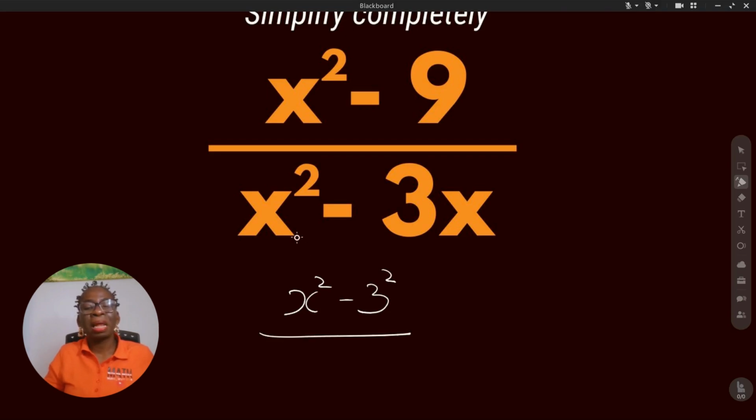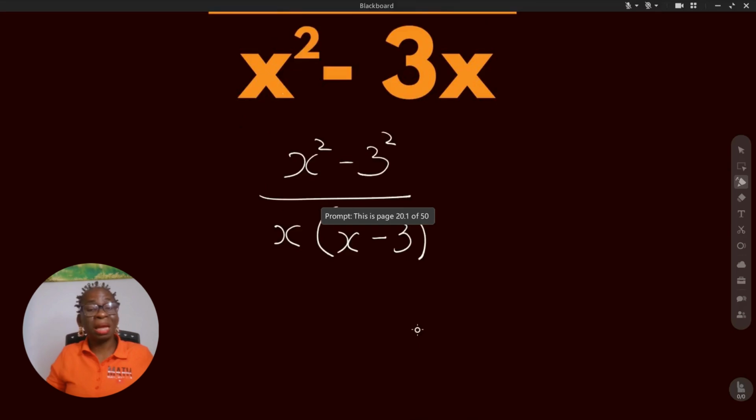Now for the denominator, something is common to both terms, so x is common to both, so we factor x out. When we take x out from x squared, we will be left with x, then minus, when we take x from 3x, this will become 3. Now we still have more things to do.